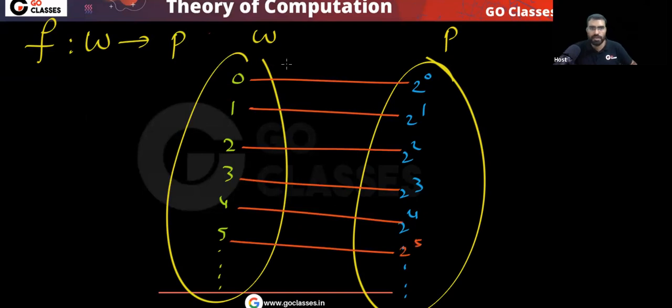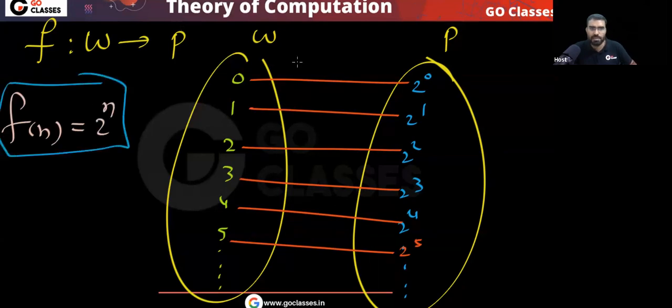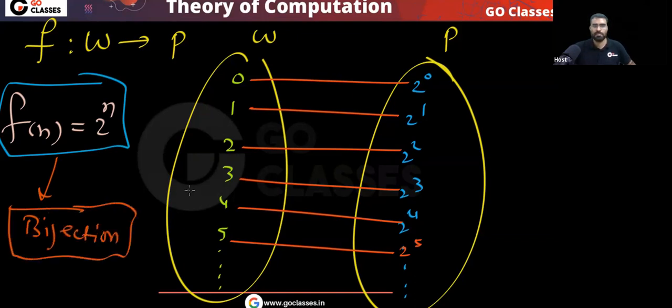Yes or no? Very simple. This simple bijection you can give. You can give this bijection f(n) equals 2 power n. Can you notice this is a bijection? Yes or no? Is this clear? Let me know, is this understood that this is a bijection?